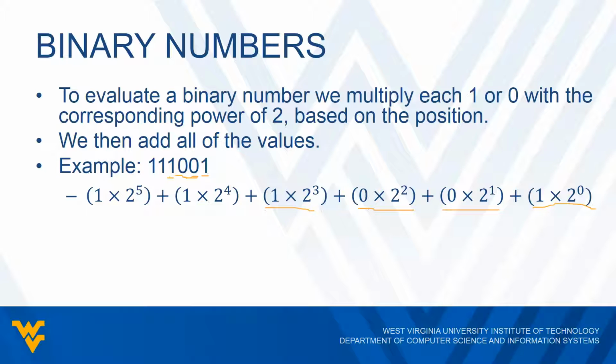We then go to the next bit. So we go to the next one right here. This corresponds to 2 power 4, so this is where we get 1 times 2 power 4. 2 power 4 is 16, so 1 times 16 gives us 16.